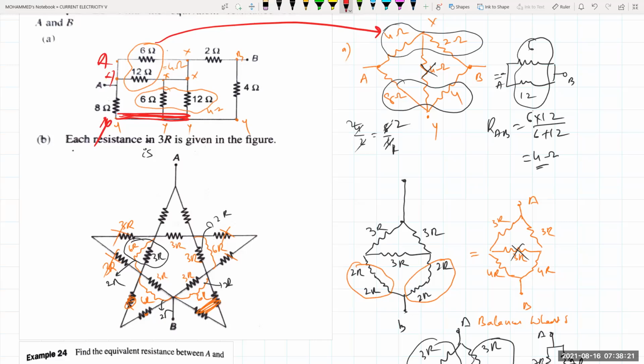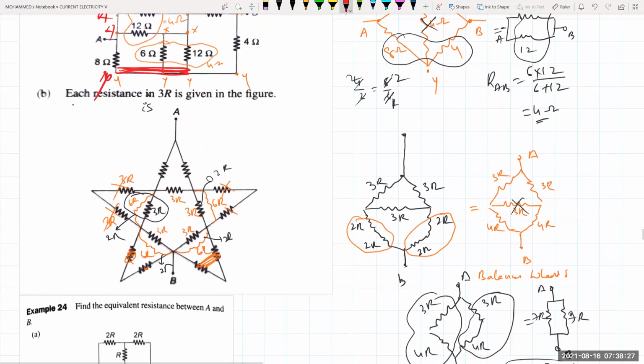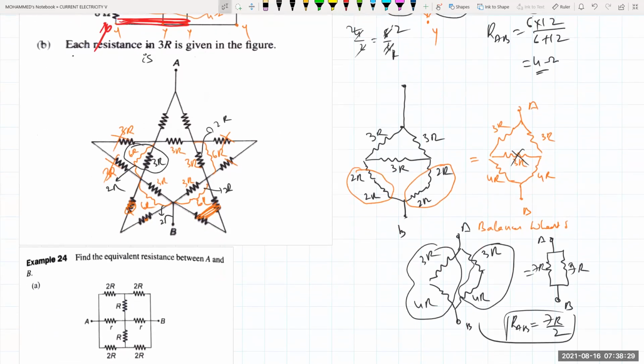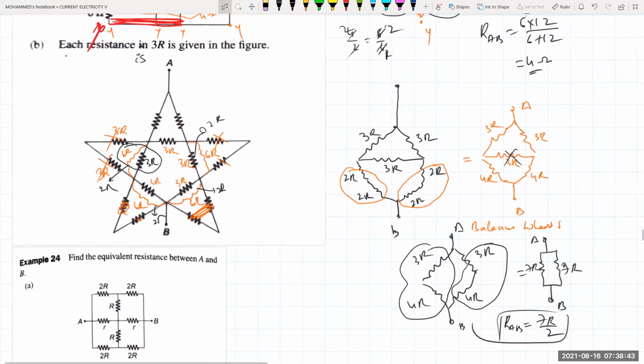Is it clear for everyone? Question number B, try once between A and B, beta. Each resistance is 3R in the given circuit. Try, everyone. Each resistance is 3R, everywhere it is 3R, beta.